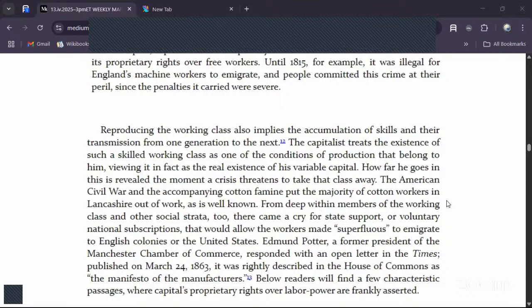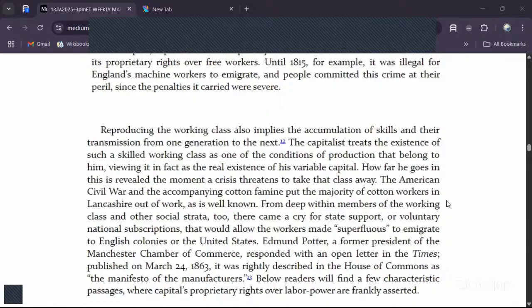The American Civil War and the accompanying cotton famine put the majority of cotton workers in Lancashire out of work, as is well known. From deep within members of the working class and other social strata, too, there came a cry for state support or voluntary national subscriptions that would allow the workers made superfluous to emigrate to English colonies or the United States. Edmund Potter, a former president of the Manchester Chamber of Commerce, responded with an open letter in the Times. Published on March 24th, 1863, it was rightly described in the House of Commons as, quote, the manifesto of the manufacturers, unquote.